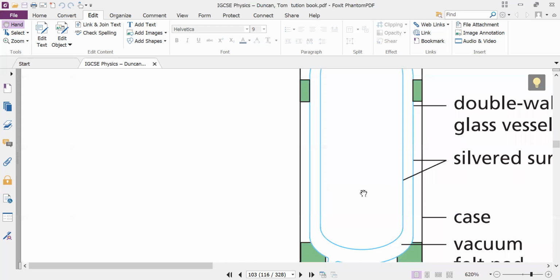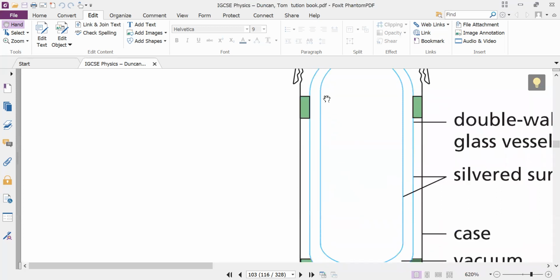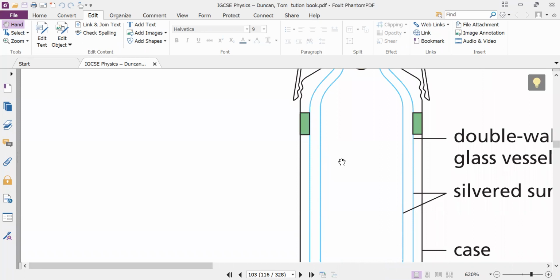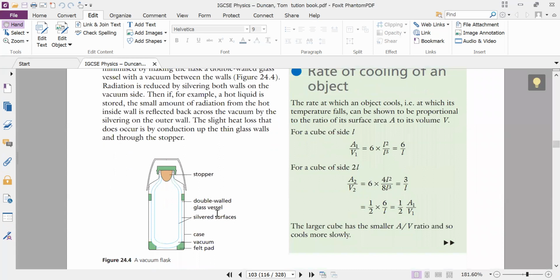Third one, the radiation. For radiation, we make the inner surface shiny. Can you see the hand on this one? This inner surface will become shiny, and because of this shiny surface, the radiation will be minimized. So by taking these steps, we can minimize the heat loss from this vacuum flask.